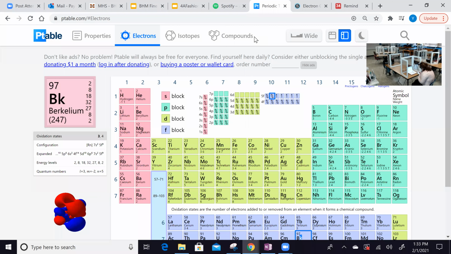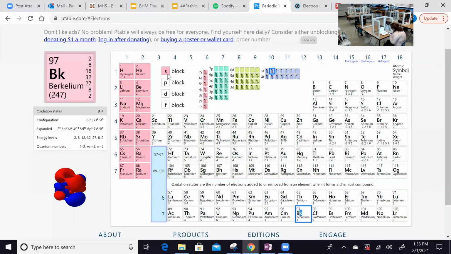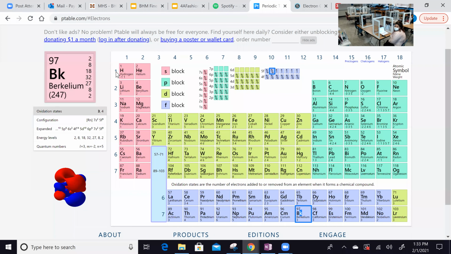All right, here's the next thing I want to talk about. If these are neighborhoods, we have the S neighborhood, P neighborhood, D neighborhood, and F neighborhood. The streets they live on are going to be your rings. This number 1 right here is your first street. There's nobody on this street except hydrogen and helium. On your second street, you have lithium and beryllium in the S neighborhood, but you also have boron, carbon, nitrogen, oxygen, fluorine, and neon on the same street, just on a different block. They're all on row 2, but in two different neighborhoods. It'll make more sense when we start doing it.